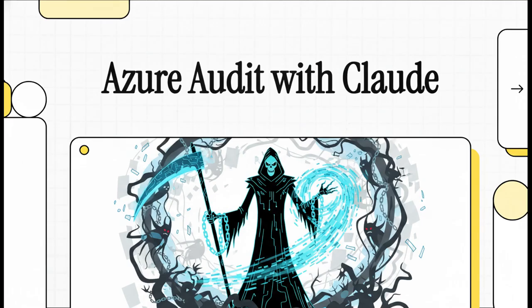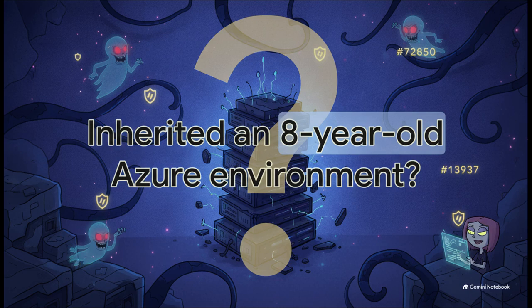To bring order to all of that chaos, you really need a powerful entity, but one that is strictly bound by unbreakable rules. So today, we're going to explore exactly how to tame this legacy underworld by auditing Azure, and we'll be doing it using Anthropic's Claude on Amazon Bedrock. Picture this scenario for a second. What if you suddenly inherited an Azure environment that's been running largely unchecked for 8 straight years?